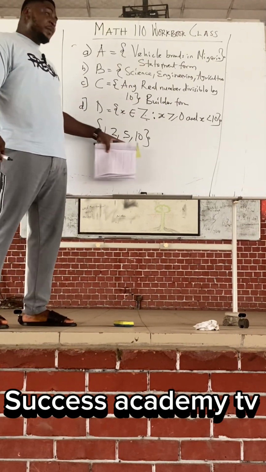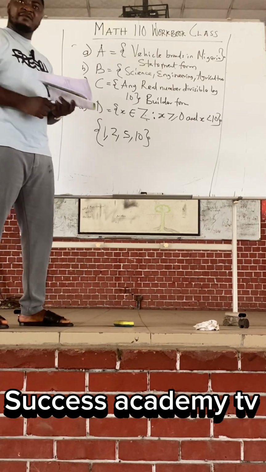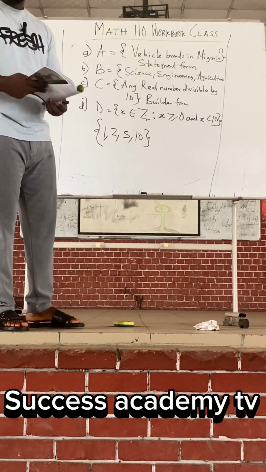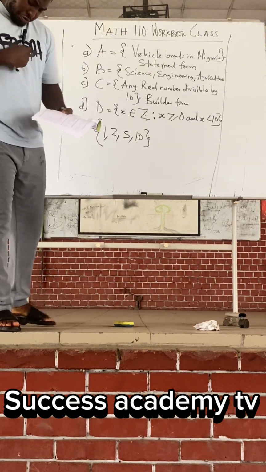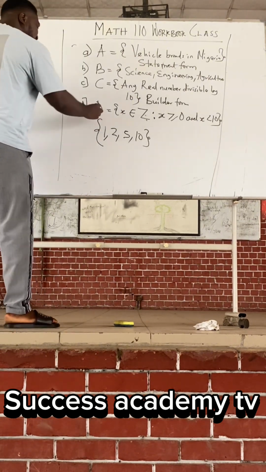All these numbers are divisible by 10. Any real number divisible by 10 means leaving no remainder. Now, let's look at set D.